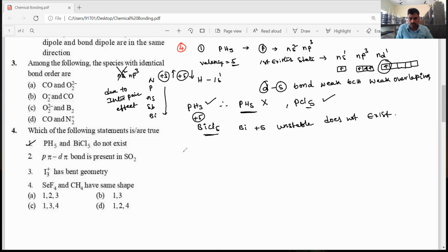And let's see the SO2 sulfur dioxide structure. If you observe sulfur dioxide, it has one lone pair, and two sigma bonds and two pi bonds are present. In sulfur, the general electronic configuration is ns2 np4, then its covalency is 4 in total. The covalency is 4, so that covalency of 4 will exist in the first excited state.